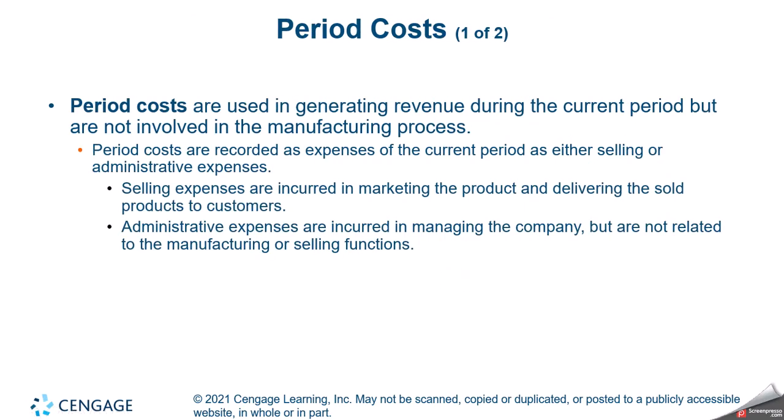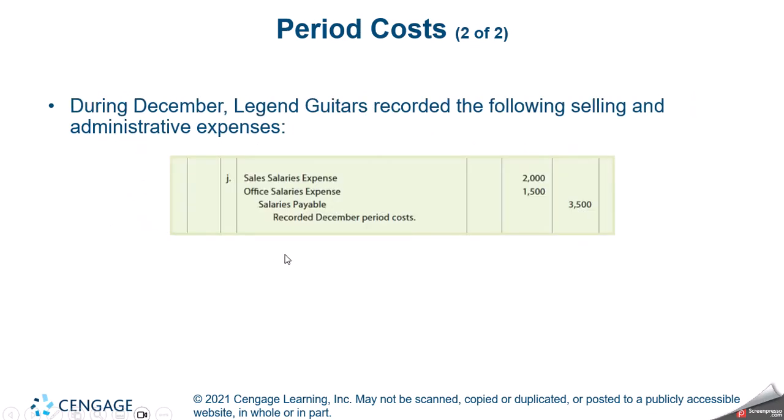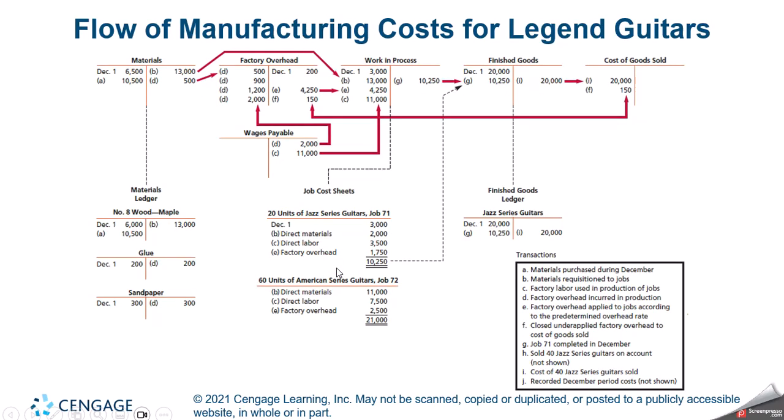Period costs, again, we talked about in our last chapter. Those are always expensed as they're incurred. We don't charge them to the product. They just end up on our income statement. So our general and administrative expenses and our selling expenses are good examples of period costs. And again, those are just expensed as they're incurred.